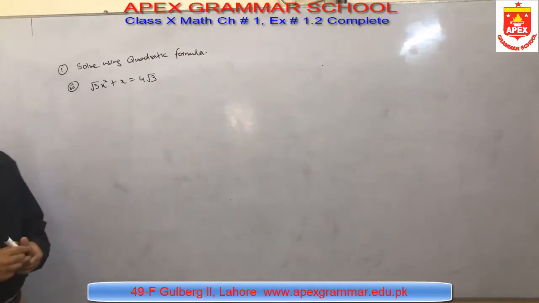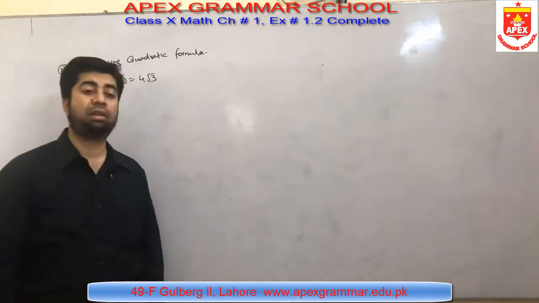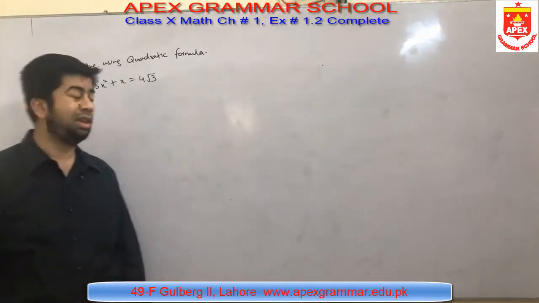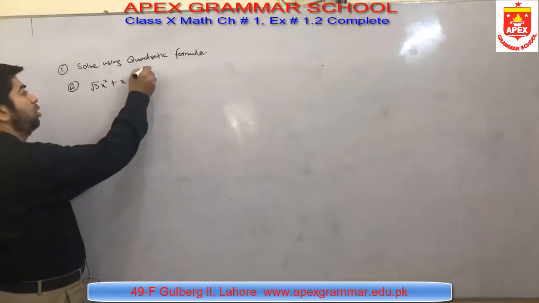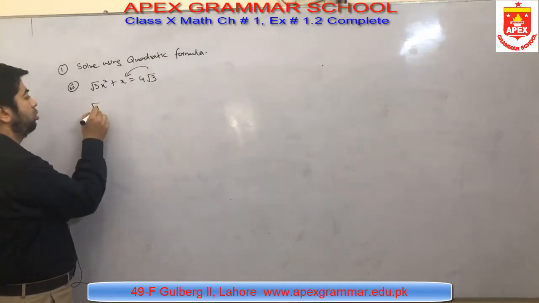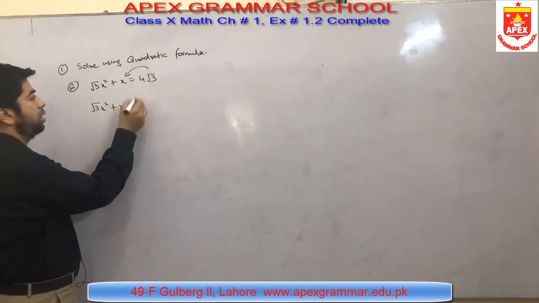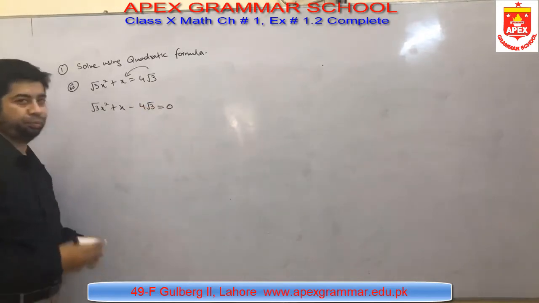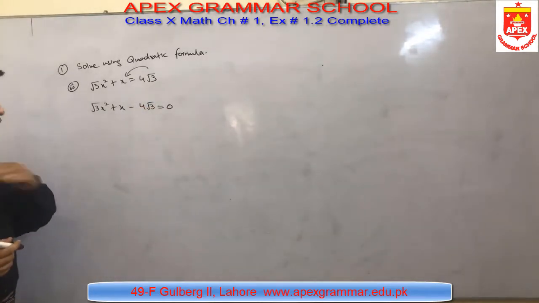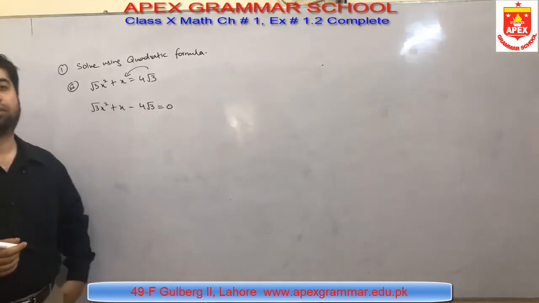This is a quadratic equation, but not in the general form. Because 4 square root 3 appears on the right hand side, just move it towards the left hand side. So square root 3 x square plus x minus 4 square root 3 is equal to 0. Now this is just like the general form of a quadratic equation.